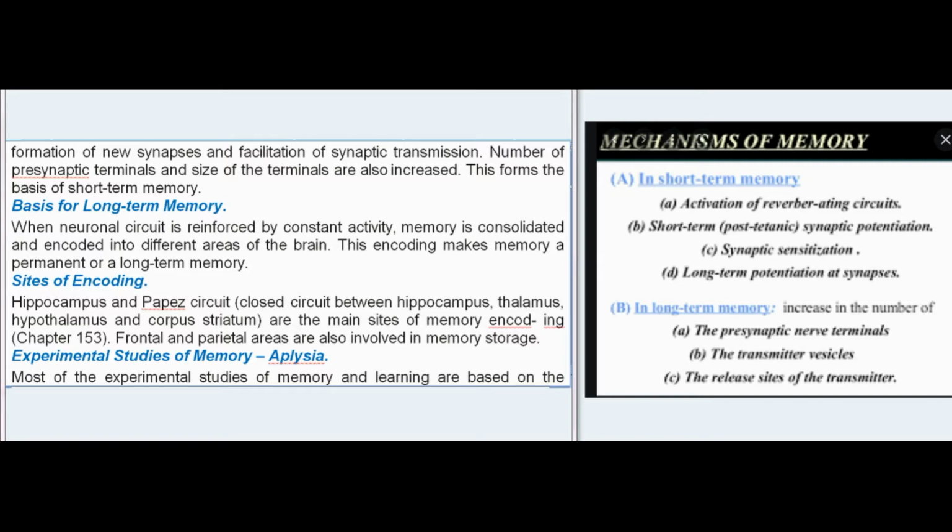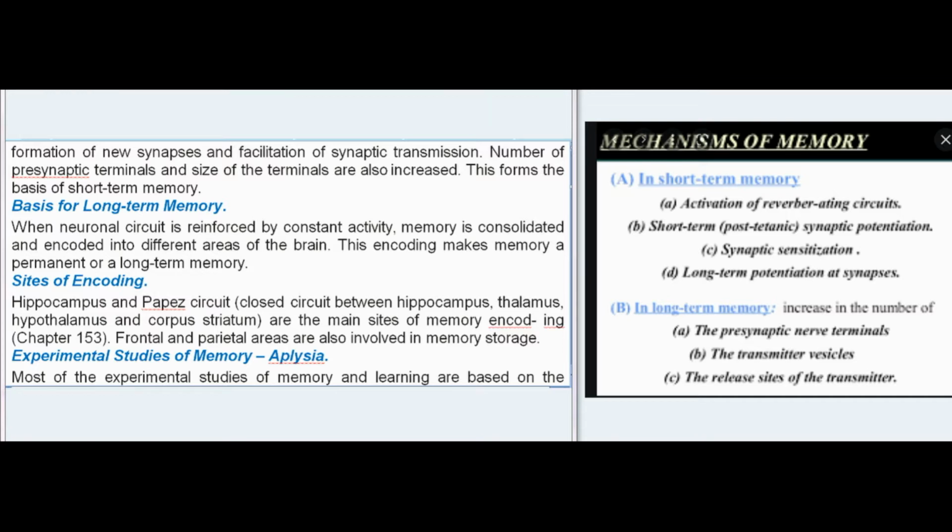Basis for long-term memory. When neuronal circuit is reinforced by constant activity, memory is consolidated and encoded into different areas of the brain. This encoding makes memory a permanent or a long-term memory. Sites of encoding. Hippocampus and Papez circuit, closed circuit between hippocampus, thalamus, hypothalamus, and corpus striatum, are the main sites of memory encoding, Chapter 153. Frontal and parietal areas are also involved in memory storage.